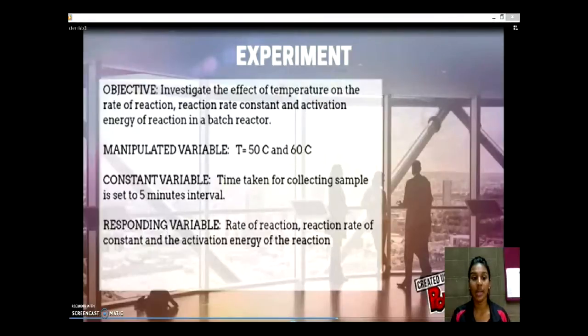The ultimate objective of our experiment is to investigate the effect of temperature on the rate of reaction, reaction rate constant, and activation energy of reaction in a batch reactor.